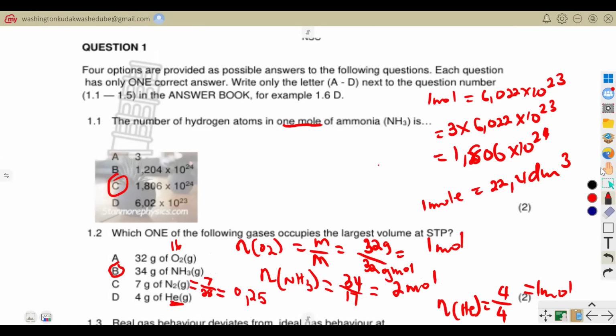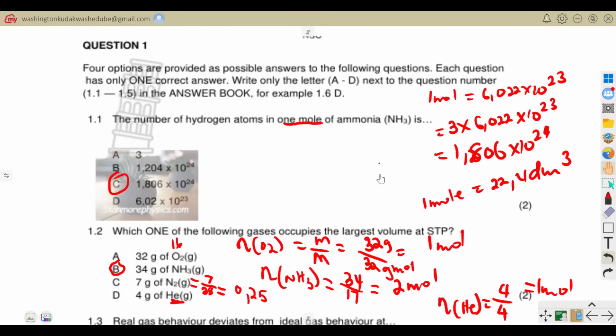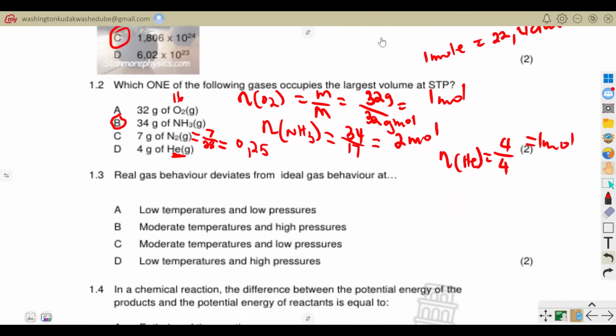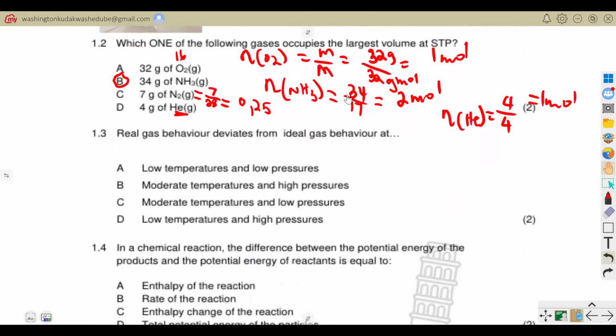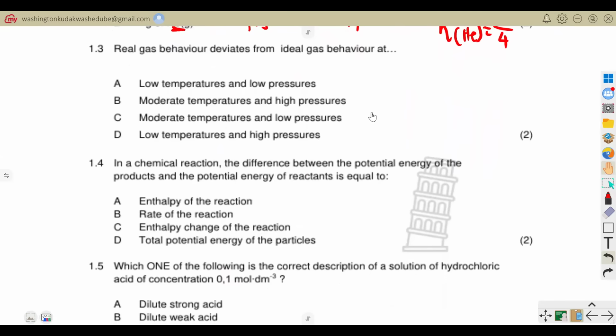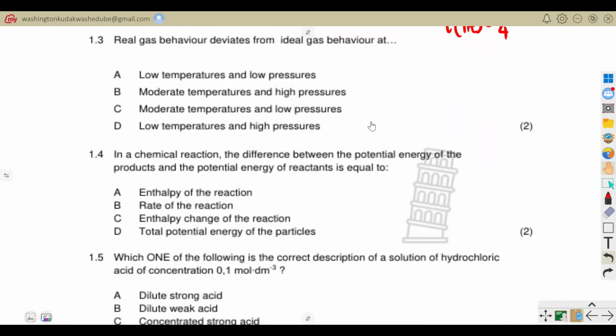Now let's look at the following question. So your following question was 1.3 there, where you were supposed to deal with the behavior of real and ideal gases. So now let's try to answer our question.